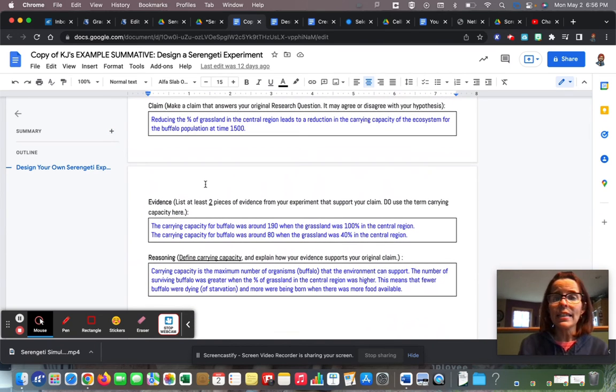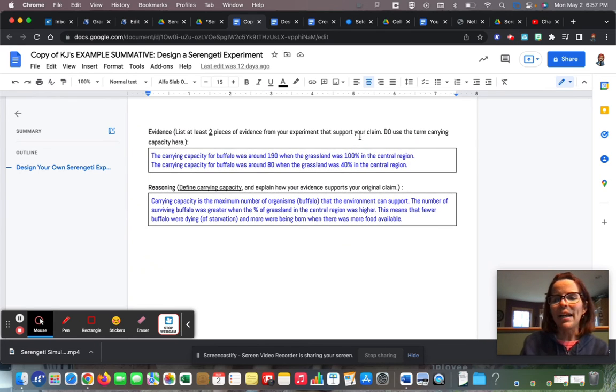And then at the very end, it says, do the claim evidence reasoning. So I make a claim answering my question about how grassland impacts buffalo, reducing, this is my claim. Reducing the percent of grassland in the central region leads to reduction in the carrying capacity of the ecosystem for the buffalo population at time 1500. Okay, that's my claim. Then my evidence, really straightforward. I don't give any kind of interpretation. It's just straight evidence, percents, and the numbers.